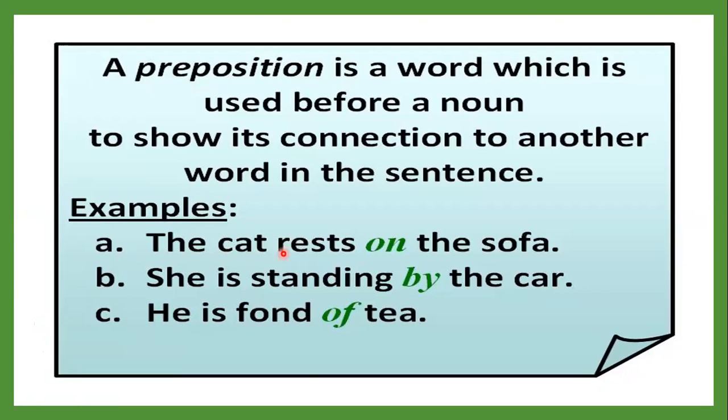A, the cat sits on the sofa. Now, why on? Because you cannot sit in the sofa. Getting my point? In is something getting inside. So you cannot sit in the sofa. Similarly, you cannot sit at the sofa. Okay? So you have to sit on the sofa. The cat sits on, because you sit touching the surface of that thing. So you sit on the sofa, okay? Or a cat rests on the sofa.